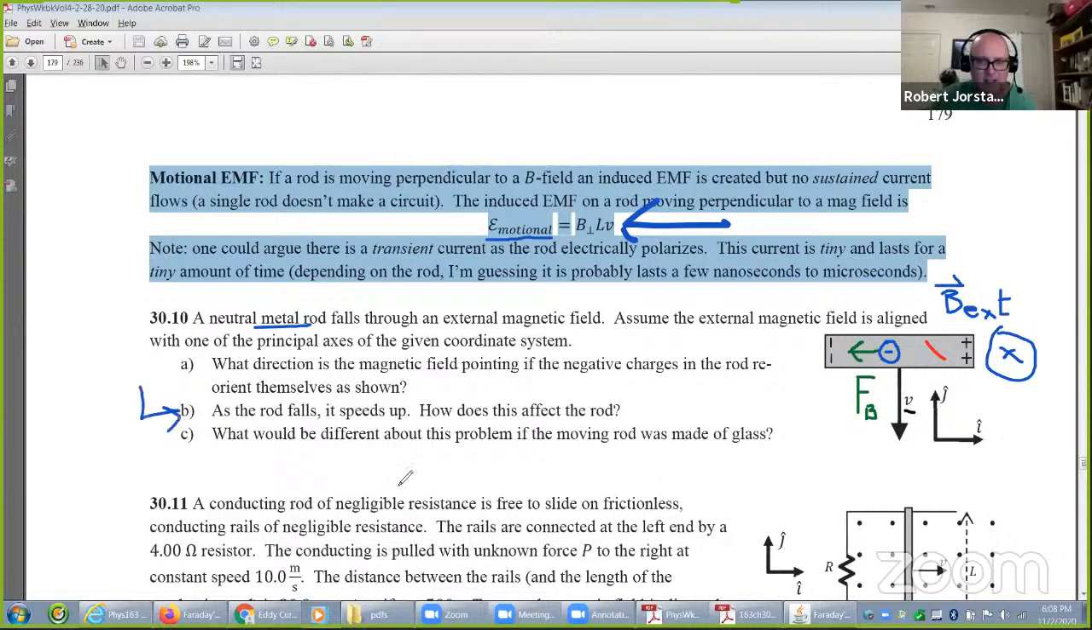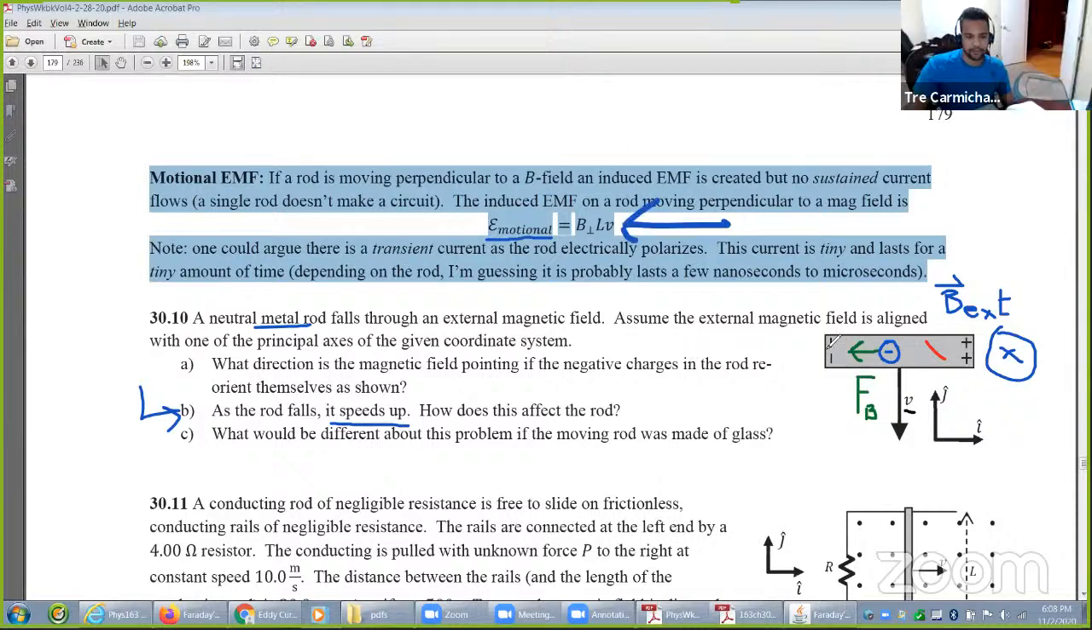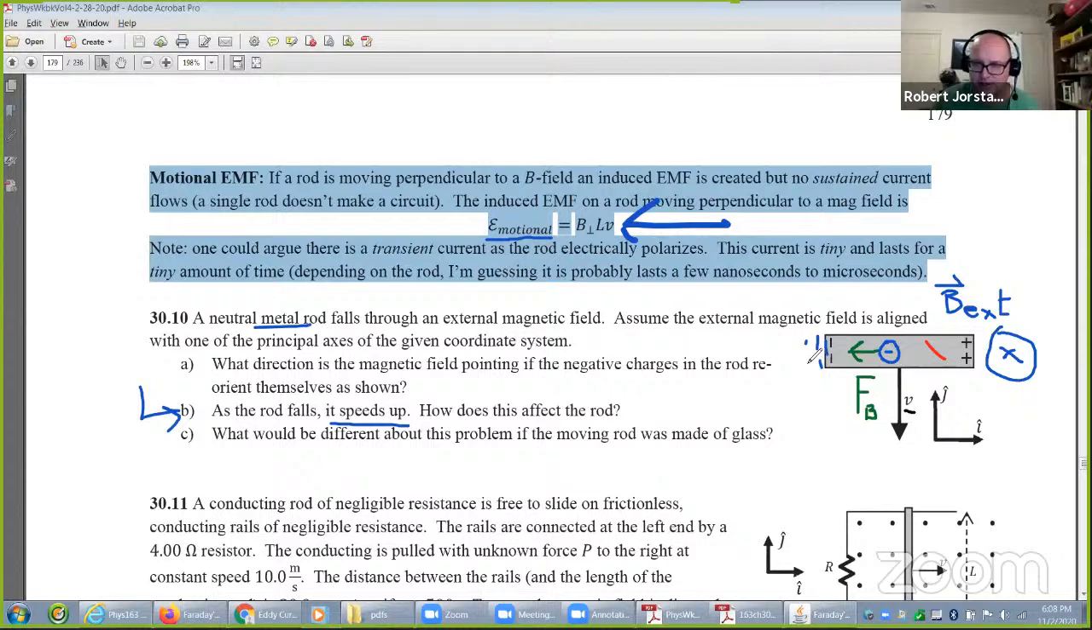Now, part B. As the rod falls, it speeds up. What's going to happen to this rod as it speeds up in terms of the charges? More charges get separated. We're going to have more and more charge separation. And so the idea is we'll end up with more electrons leaving the right end of the rod and ending up on the left end. So as a result, we get this net migration of the electrons from the right end to the left end.